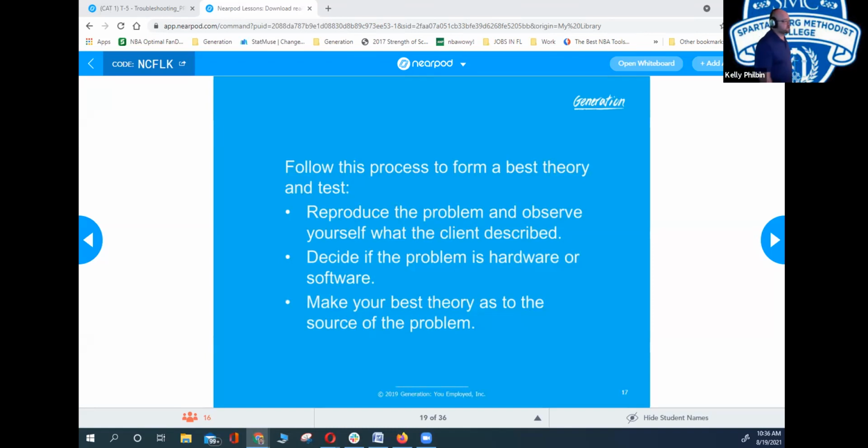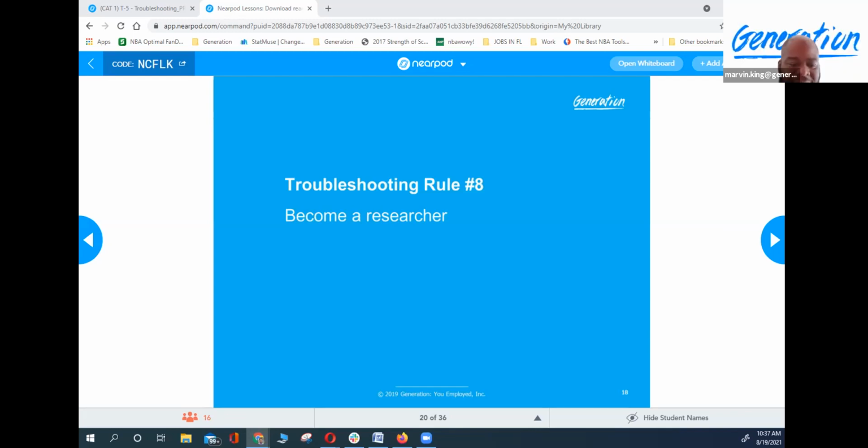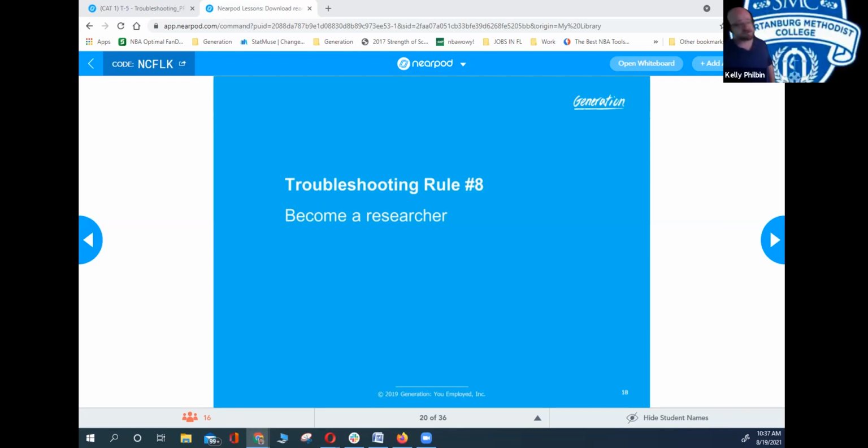So next we're going to move into troubleshooting rule number 8, not step 8, rule 8. That is to become a researcher. Though we like to believe that our mind is like a steel trap, it is not always the case. So we need to be able to research these items. We need to know where to go to look, and we need to know the proper terms to use when we are searching for these problems.